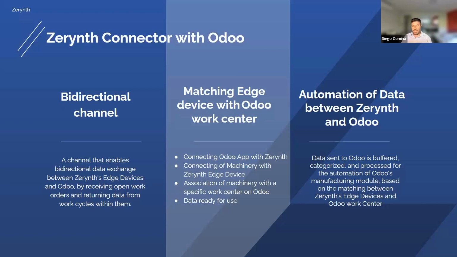The second thing is that we're matching the edge device with the Odoo Work Center. So we're able to associate the machine, the asset, with a specific work center in Odoo. We're able to connect that to the edge device. And basically, Zerynth has created this link where the machine will talk directly with the system.